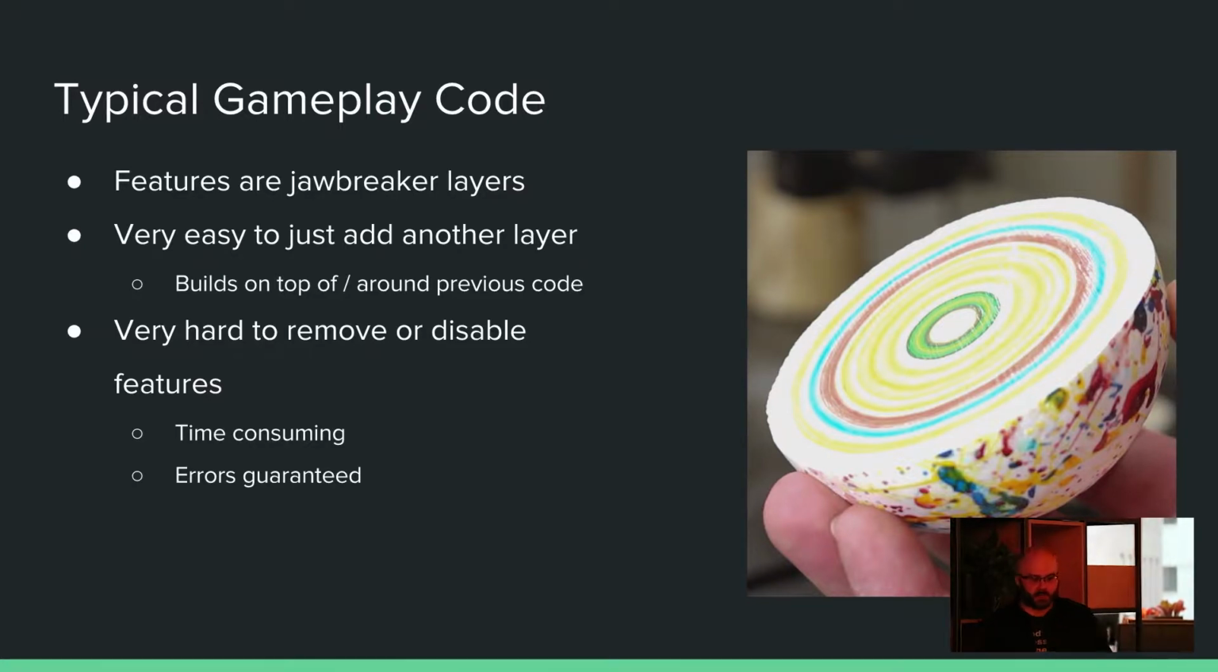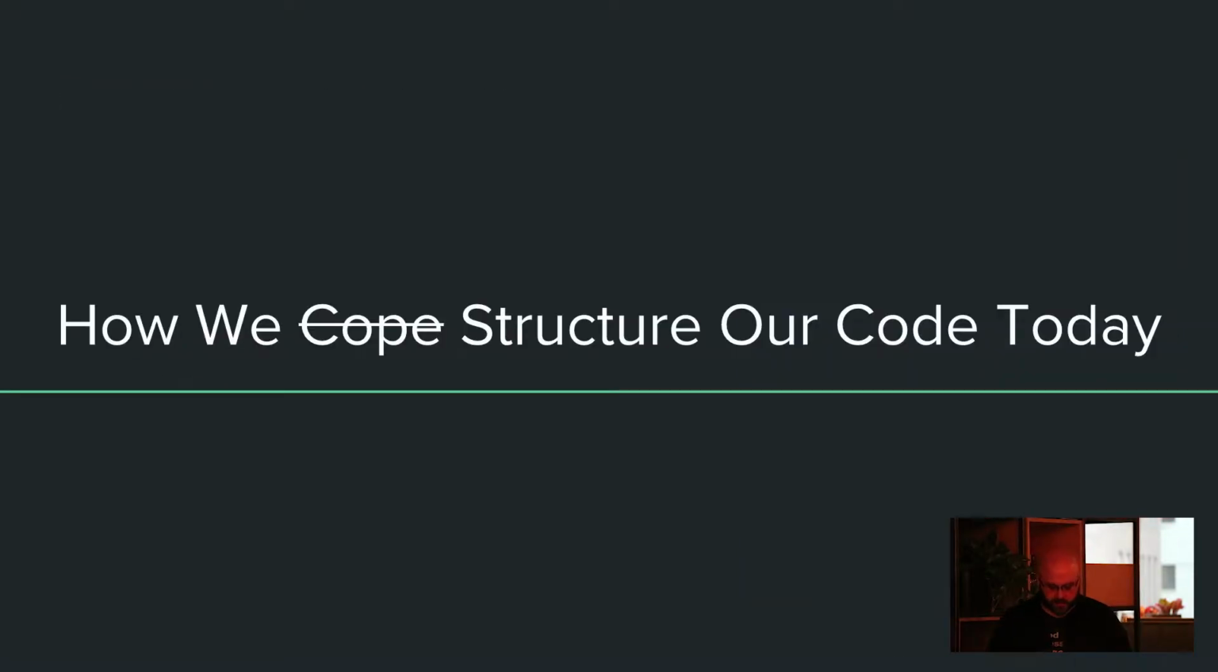So the features that we add to our games are like these internal layers in this jawbreaker. It's really easy just to keep adding another layer and adding new features, because whenever you add something, you are easily building on top of and around all of your previous code. However, what I've noticed when the design changes, or if you need to completely remove something, or just in your testing, if you have to disable something, it's really hard to do that. Often to remove or disable something, it's time consuming and errors are basically guaranteed.